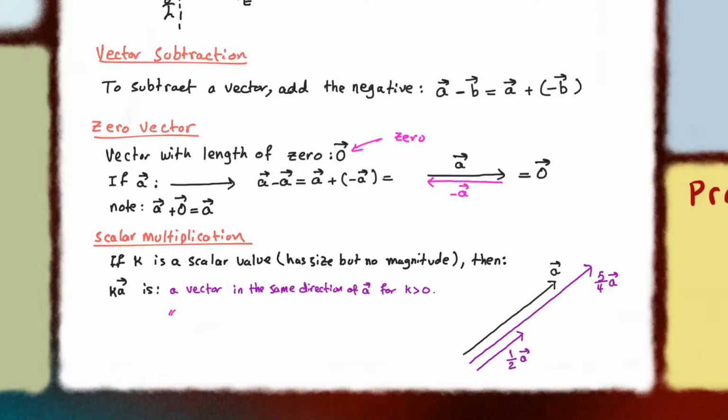If you multiply k by a vector A, and k is a negative value, then it will result in a vector that is in the opposite direction.